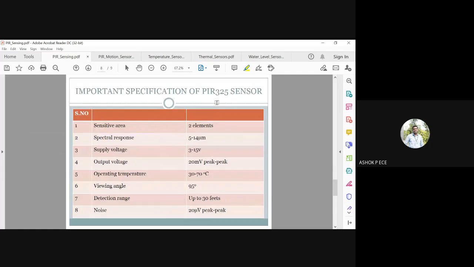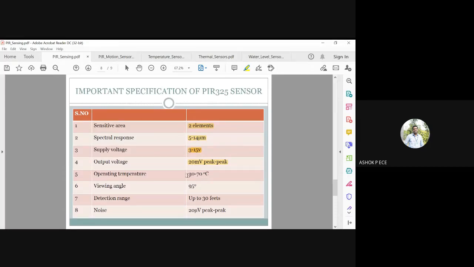See here, the sensitive area is two elements: the IR filter and the pyroelectric sensor. Spectral response is 5 to 14 micrometers, the human body radiation range. Supply voltage required is 3 to 15 volts for functioning because you have an amplifier inside. It's an active device. Output voltage is 20 millivolt peak to peak. It's a very weak signal, so that's why we need an amplifier to boost it.